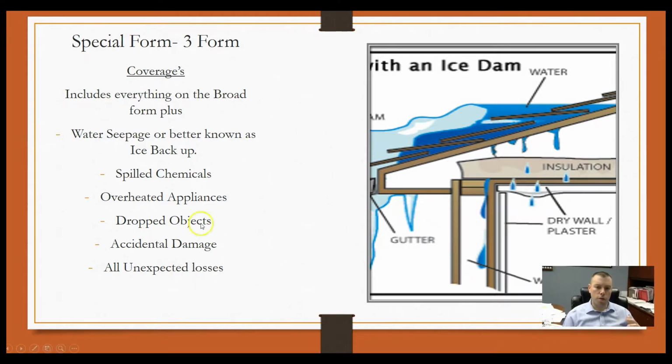You can see here there is a few other coverages: overheated appliances, dropped objects, accidental damage, spilled chemicals. You get the idea. If you've got any questions regarding what type of form you have, what type of form you should have, please let us know. We'd be happy to help.